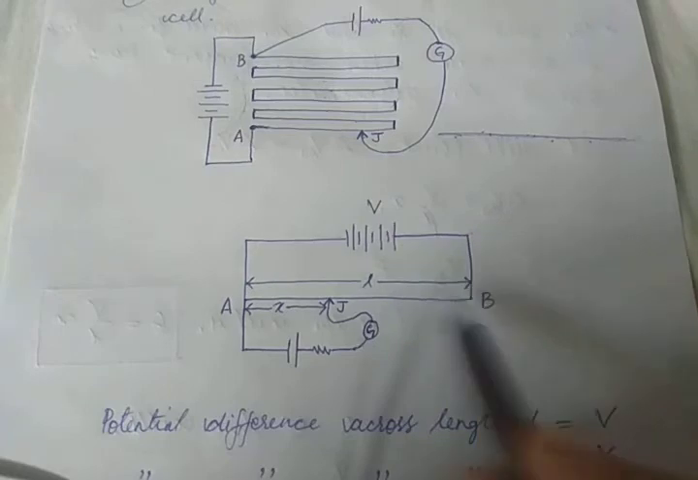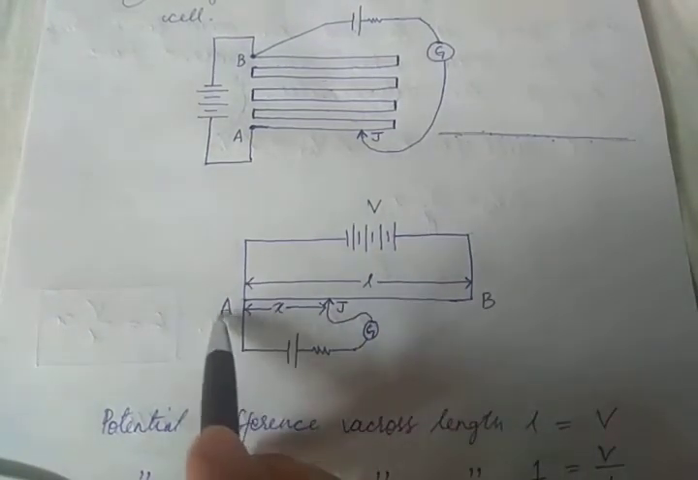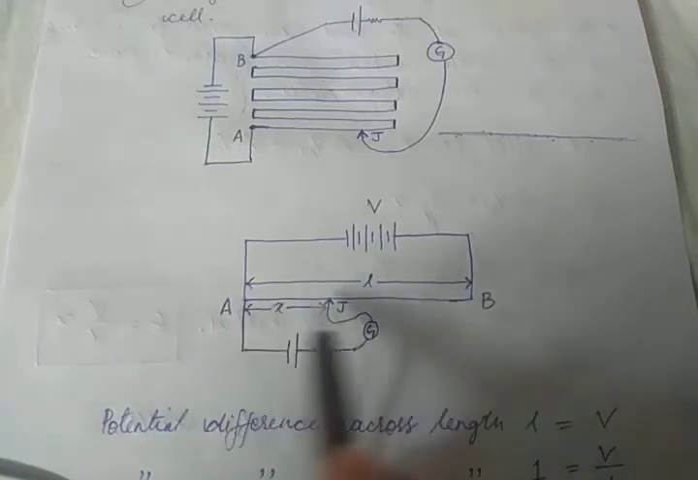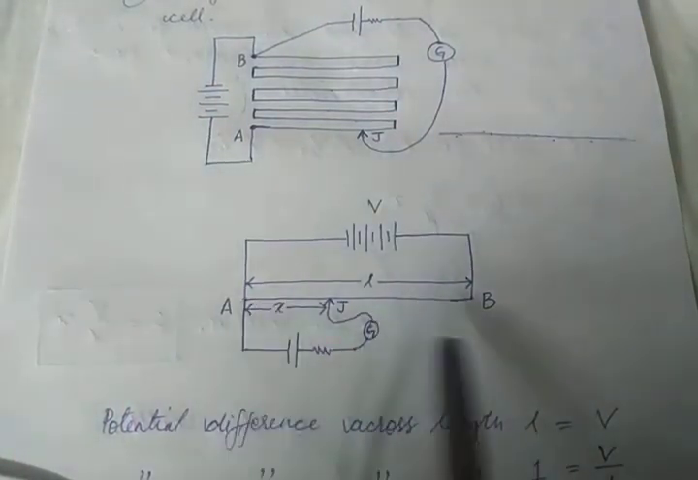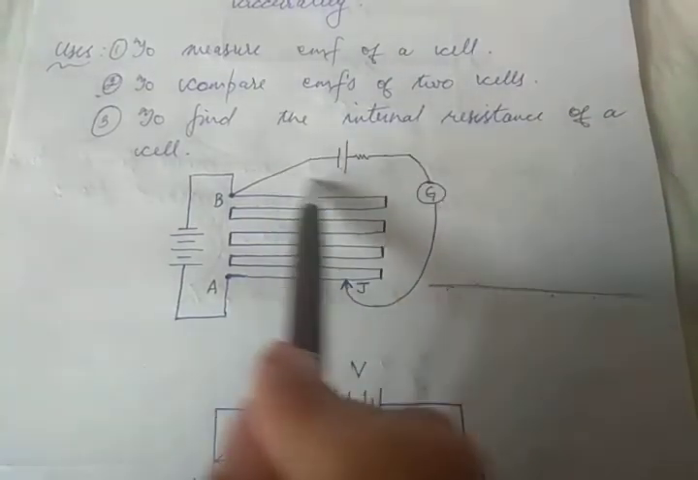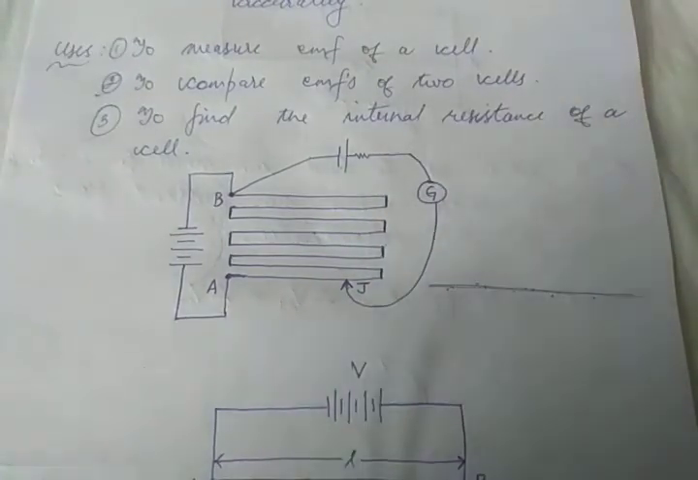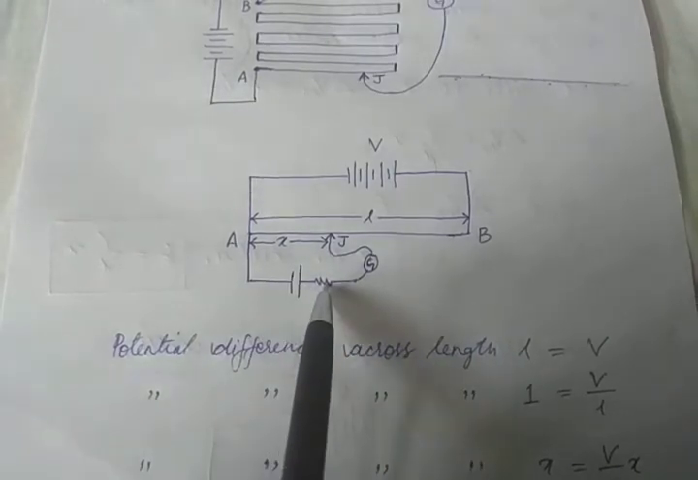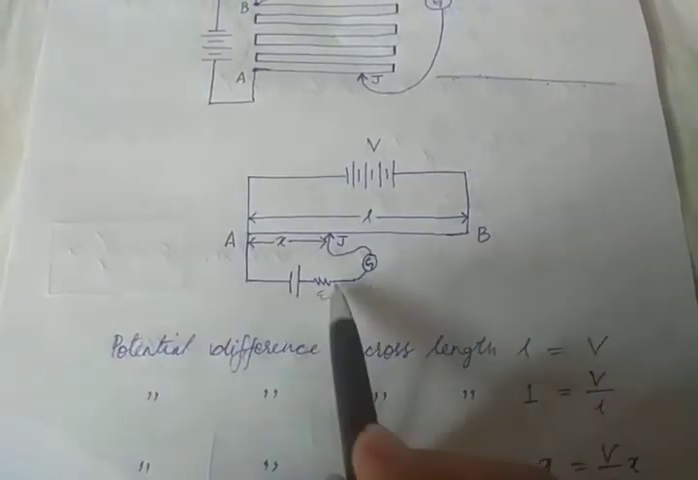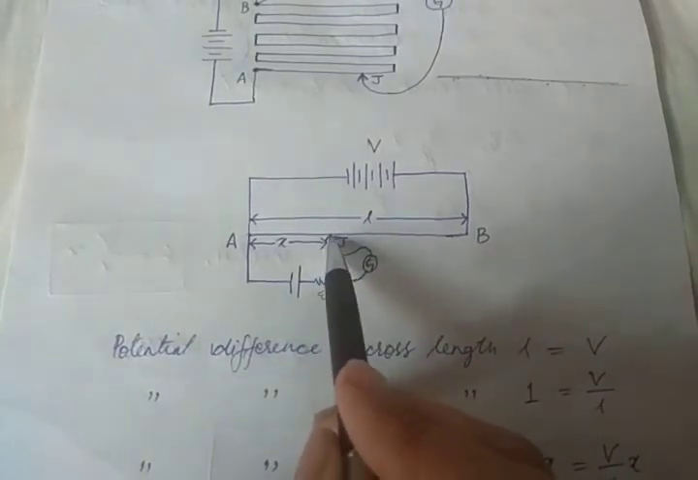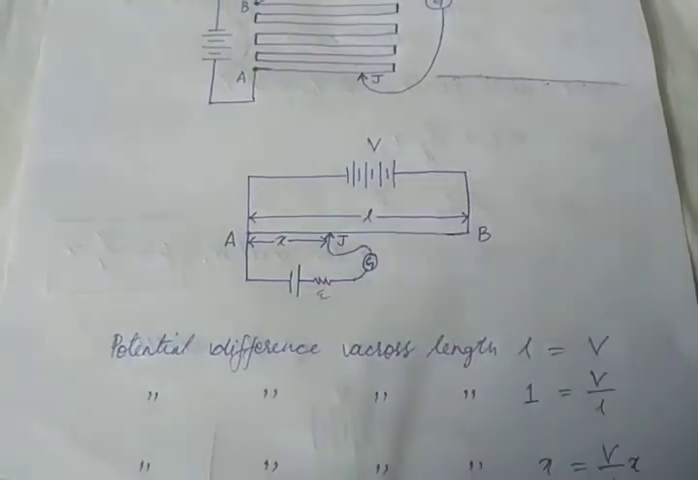Now that battery is connected to AB over here. AB has length L, like I've shown over here. So this AB is representing all this wire, this length. And this part, the cell, the internal resistance, the galvanometer, and the jockey is over here. From A, we've connected the cell, whose internal resistance let me call R. The cell is then connected to a galvanometer. Galvanometer is connected to a jockey. So the jockey is closing the circuit.